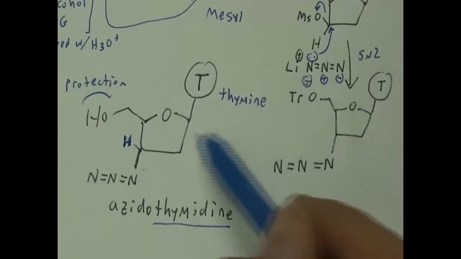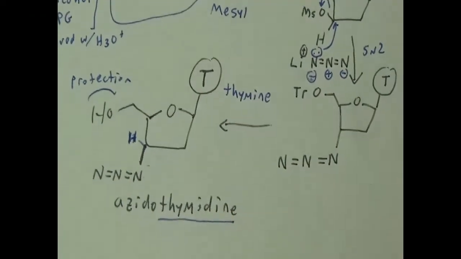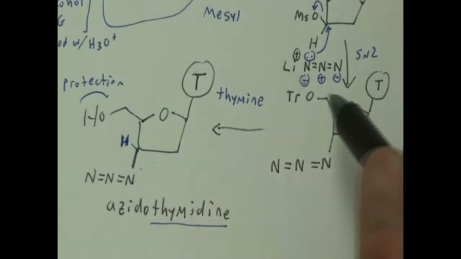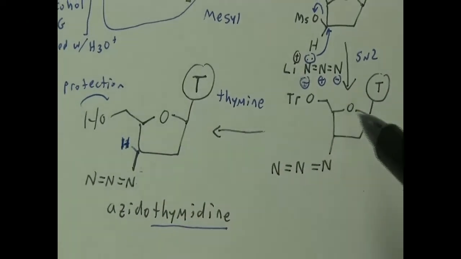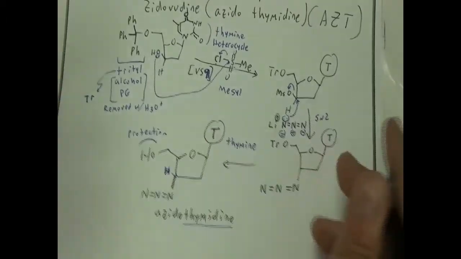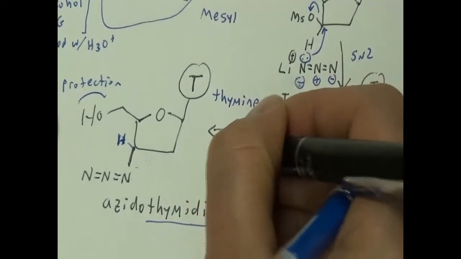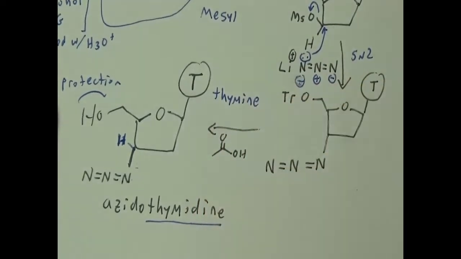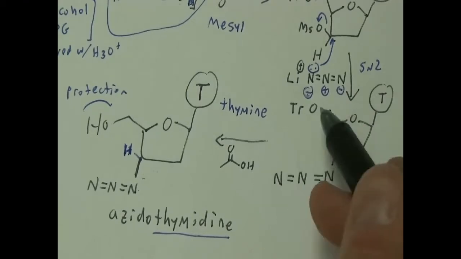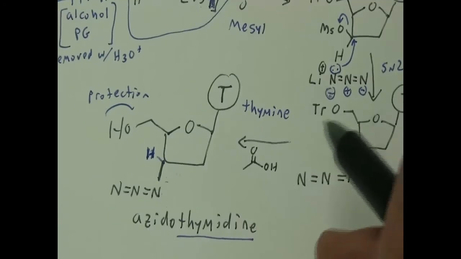What's the last thing we got to do? What's the difference now of this to this? We just have to take off the trityl. How do we take off a trityl? We said it was acid, right? H3O+. I think they just use acetic acid here. The mechanism I'm not going to go over, but it's very simple. It actually makes a carbocation. Trityl falls off as a carbocation. But anyway, that's how we make AZT.